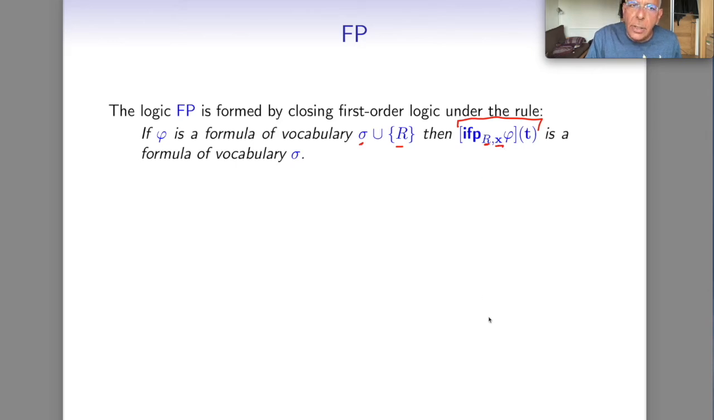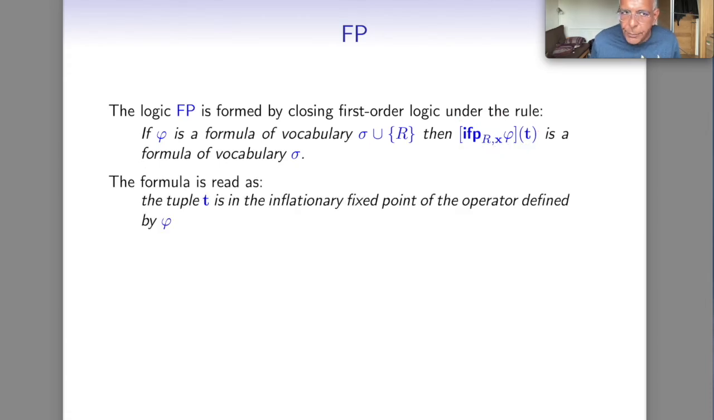It also binds the k tuple x1 through xk of first order variables. But I apply this operator to a tuple T, which is a k tuple of terms, and so free variables other than R and X in phi, and any free variables in T, remain free in this new formula. I should read this formula, informally defining its semantics, as saying the tuple of elements T is in the inflationary fixed point of the operator defined by phi.